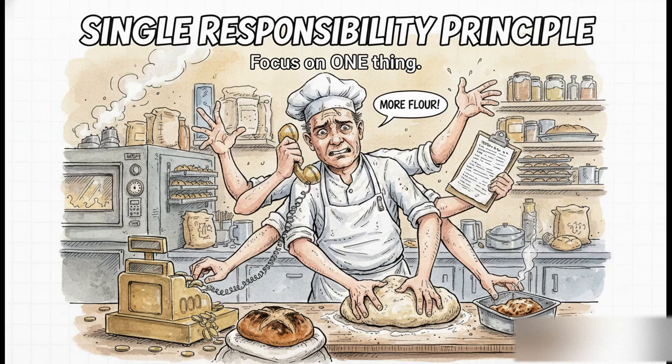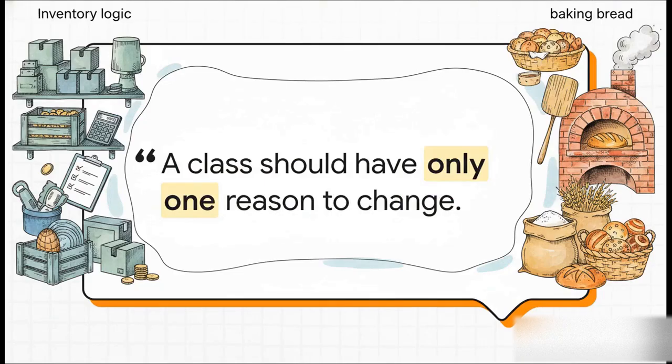I mean, what's going to happen? Their main job, the thing they're best at, baking amazing bread, is going to start to suffer, right? Their focus is just split in too many directions. And that brings us to the formal rule for our code. It means a class should have one and only one reason to change. If you need to update your inventory logic, you shouldn't have to even look at the class that's responsible for baking bread. That separation is key.